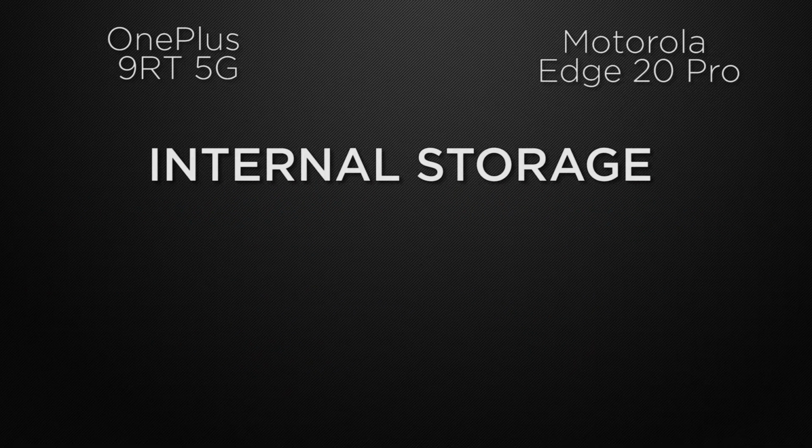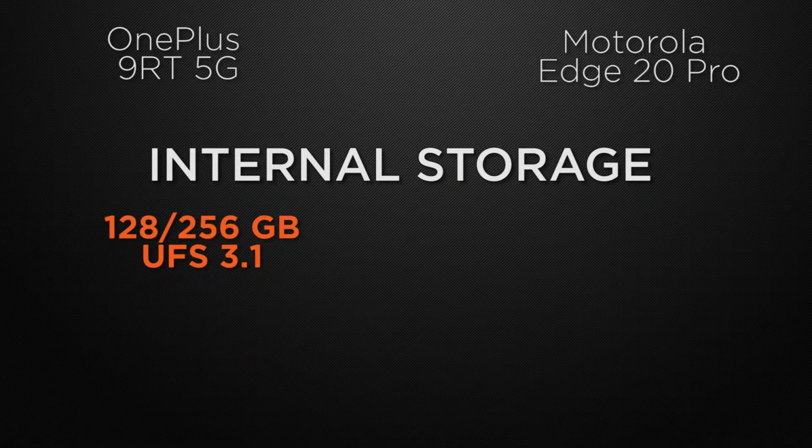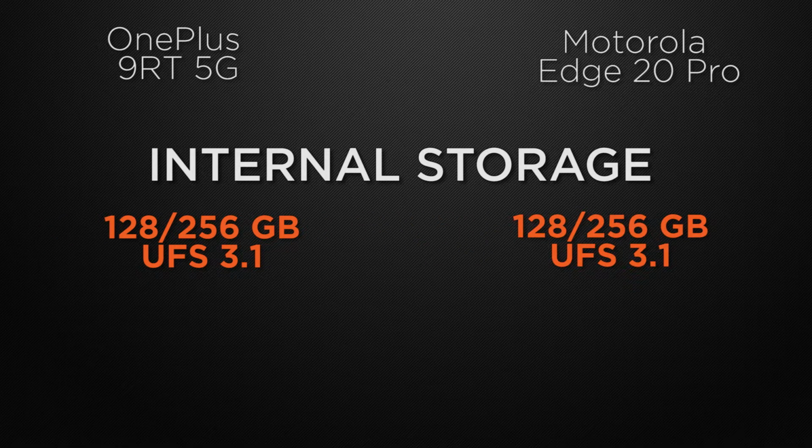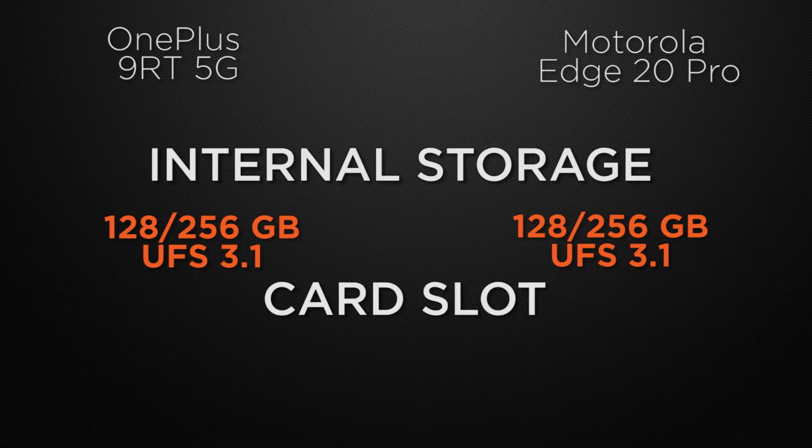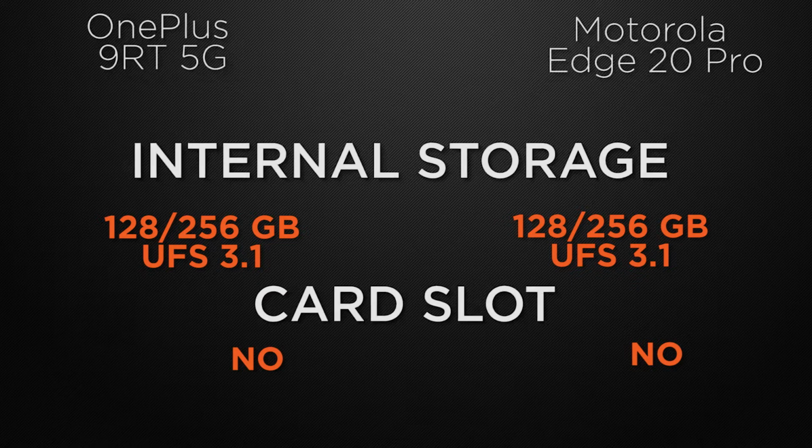Let's talk about the internal storage of the devices. 9RT comes with 128 and 256 GB of storage, whereas 20 Pro has 128 and 256 GB of storage. So it's a tie because both of the devices have the same read and write speed. And about the external storage of the devices, 9RT does not have any external card slot option, whereas 20 Pro also does not have one, so it's a tie.